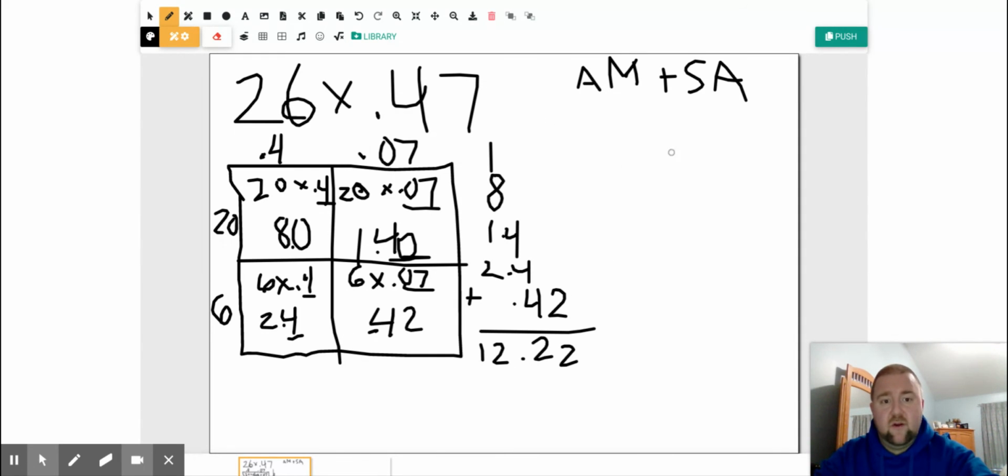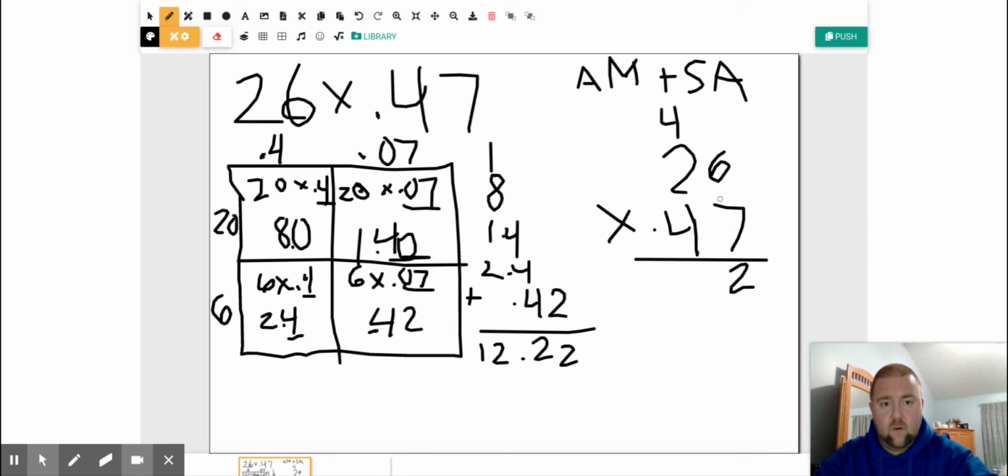If I'm doing my standard algorithm, I would say 26 times 47 hundredths. All right, so multiply the 7 by everything on top. So 7 times 6 is 42. Put down my 2, carry my 4. 7 times 2 is 14, plus that 4 is 18. I like to cross out that 4 so I don't forget that I've already used that. Okay, so then I put down my 0 because now I'm multiplying by the next place value column. So 4 times 6 is 24. I put down my 4. I carry my 2. 4 times 2 is 8, plus 2 is 10.